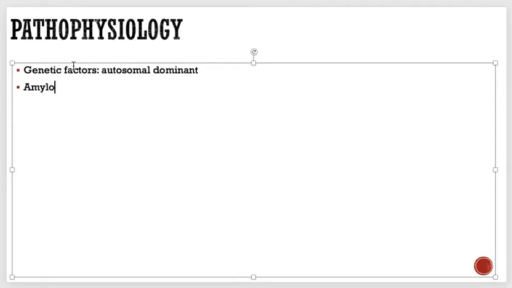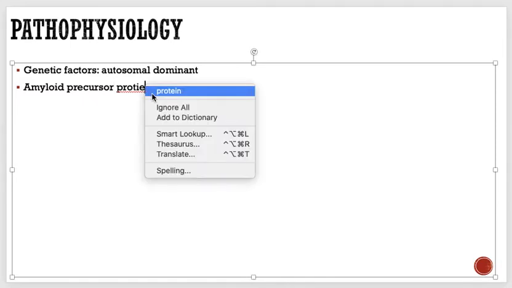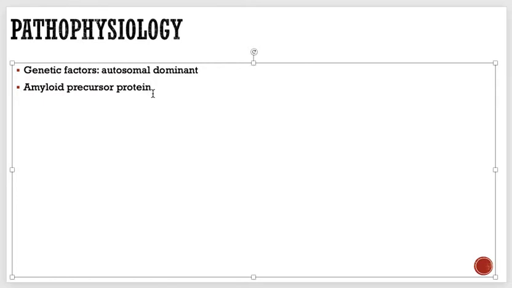There is the amyloid precursor protein, which they found on chromosome number 21. Then there is presenilin 1, found on chromosome number 14, and presenilin 2, which they found on chromosome number 1. So they found certain genotypes that are at risk of getting Alzheimer's disease. This is important.